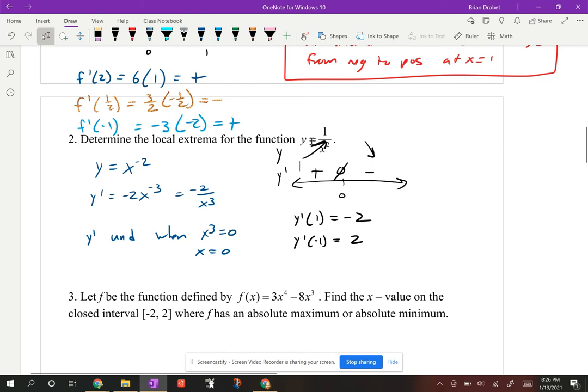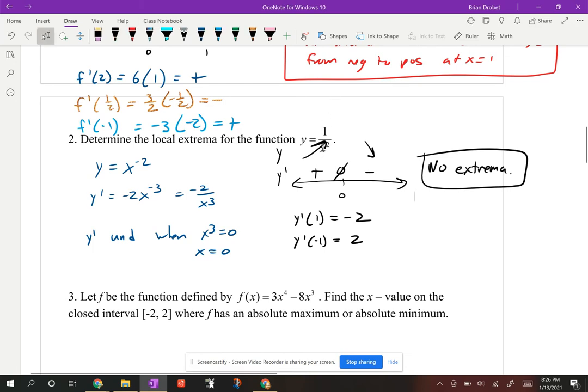I don't actually have a maximum at 0. I don't have anything at 0 because I don't even have a point at 0. And since that's the only possible maximum or minimum, this function has no extrema. And that's a very special case.